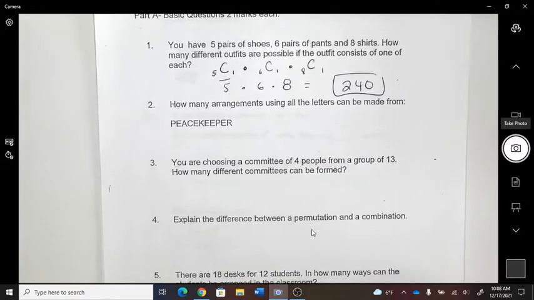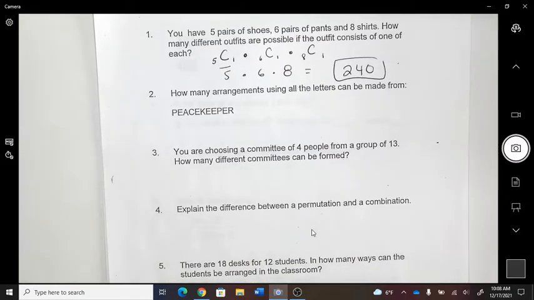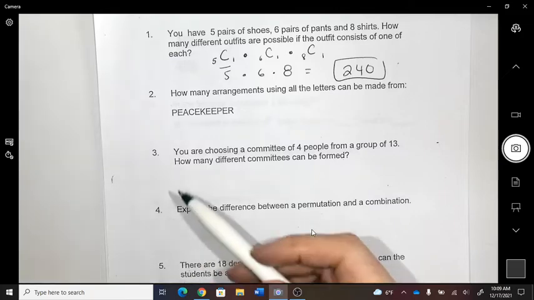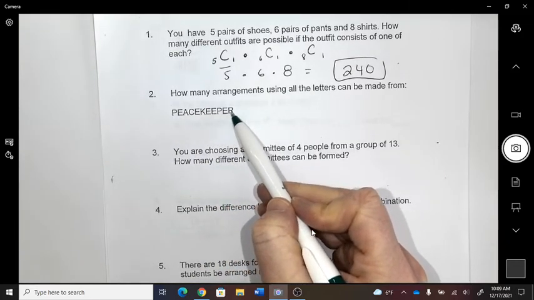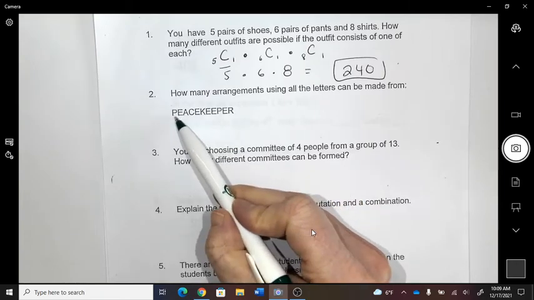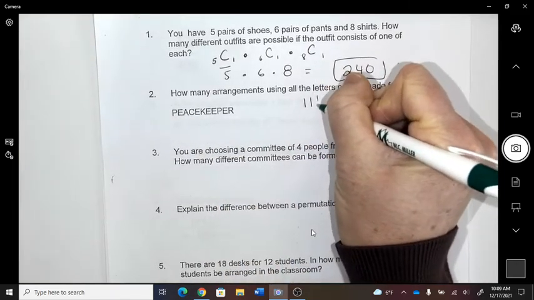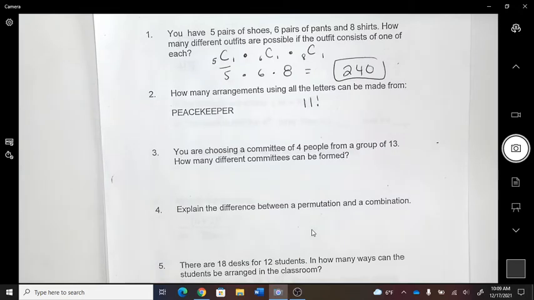Okay, how many arrangements can you have if you have all the letters from Peacekeeper? So when you're arranging letters, we are going to do factorials because you can move all those letters around. How many letters can we be moving around? Did you get 11 different letters? Yeah, 11. So we're going to move 11 letters around.